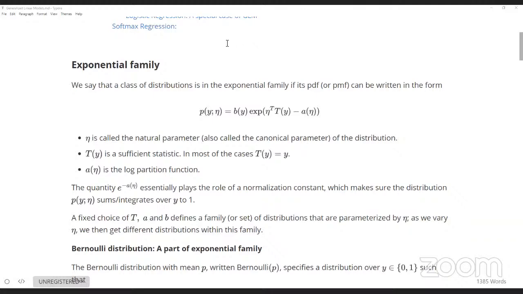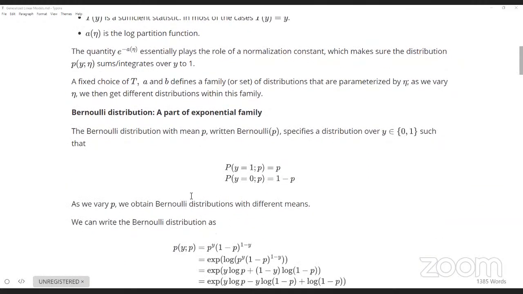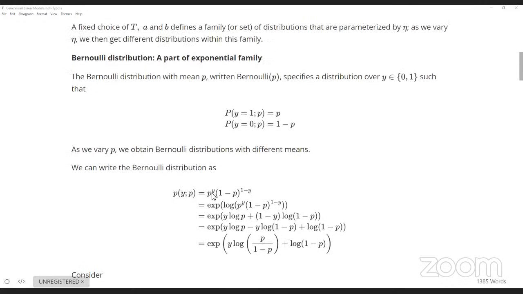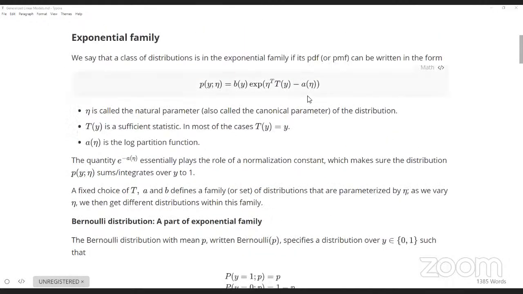Okay, so definitely T, A, and B define it: if we set different values, they will come under the family of distributions. Different values will give different distributions, right? Now we will see that Bernoulli and binomial come under the exponential family. So what is the procedure for checking? We just check whether the PMF or the PDF has this form or not.